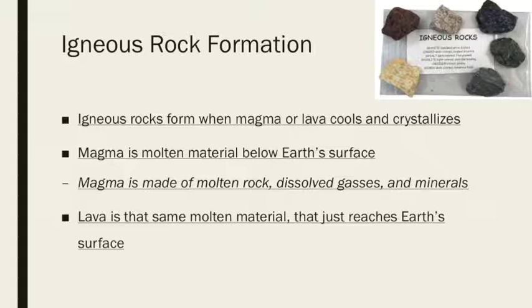So the difference between magma and lava. Magma is the molten material below Earth's surface, whereas lava is that same molten material just on Earth's surface. So it's literally the same thing, just named for where you find it. Magma is below ground, and lava is above ground. So this magma, this lava, is made of molten rock, dissolved gases, and minerals.